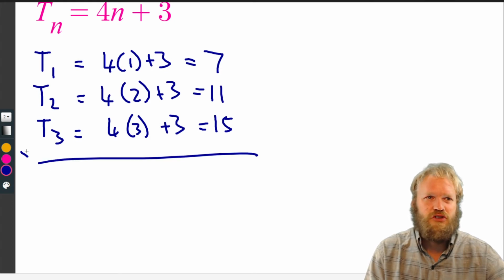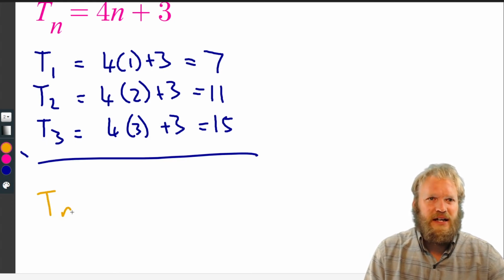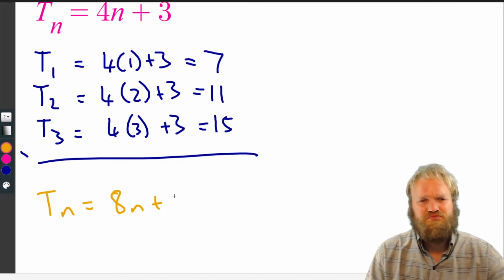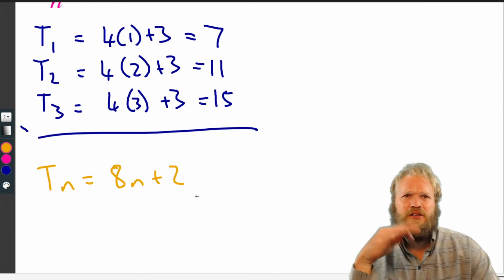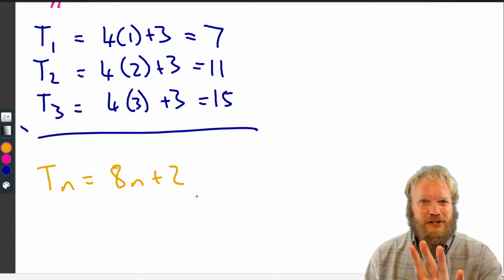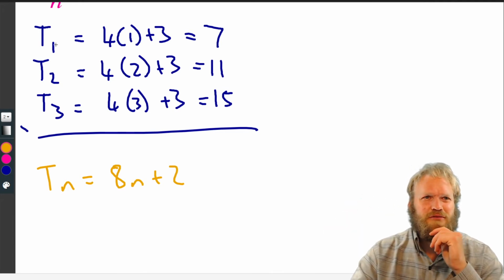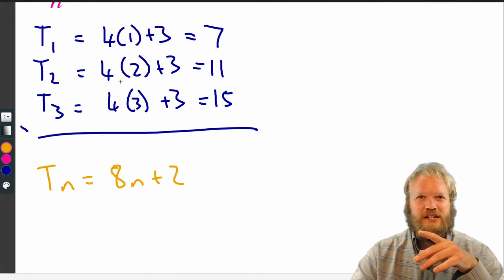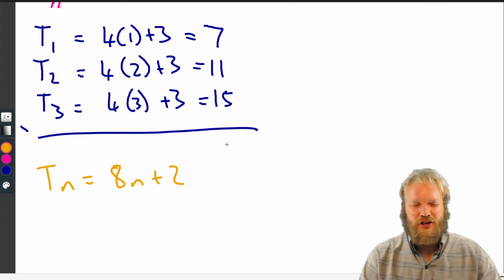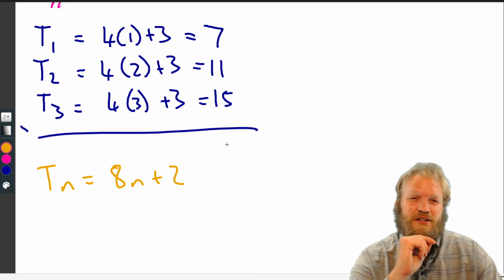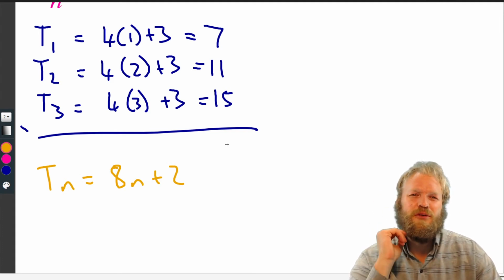So let's just do another one quickly and say, let's say Tn equals 8n plus 2. Okay. How are we going to work out the first 3 terms? But you can't substitute in 3 times. That seems like a whole lot of extra unnecessary effort. So you're only allowed substituting in once. How are you going to determine the first 3 terms?